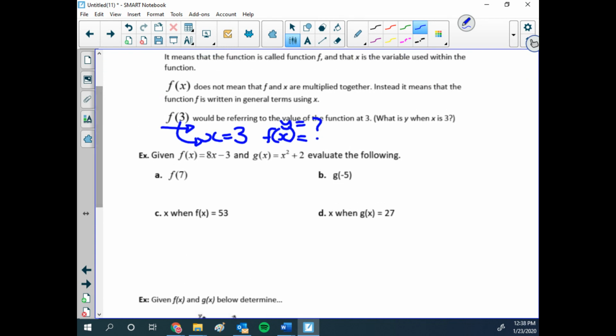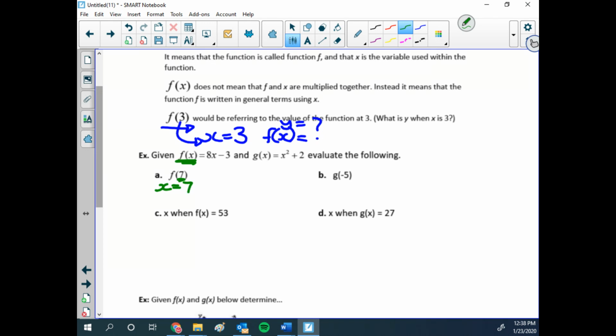So given two formulas, they give me this first formula, f of x equals 8x minus 3, and g of x equals x squared plus 2. It says evaluate the following. So they're saying, what's f of 7? Now, the way that I usually look at this is, in this equation, what should be right here? X. What are they saying is there now instead of an x? 7. So really they're saying, if x is equal to 7, what is that formula now going to equal?